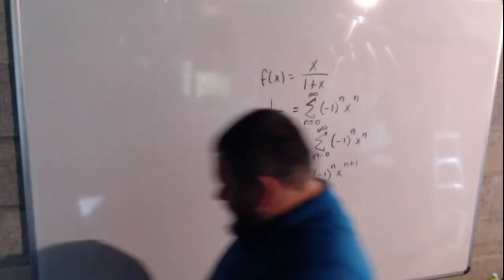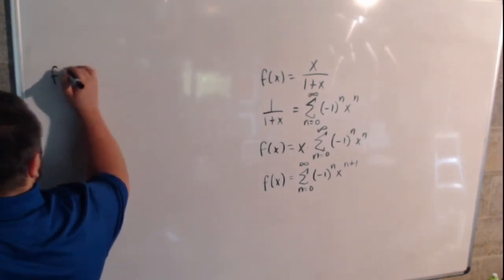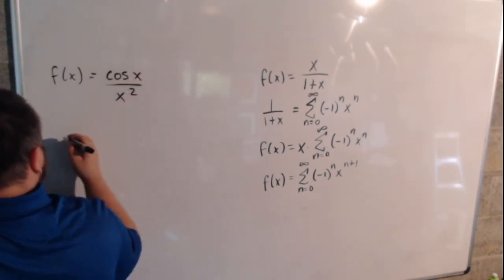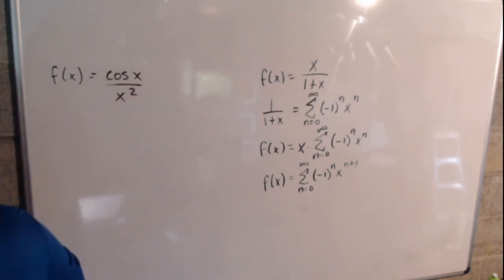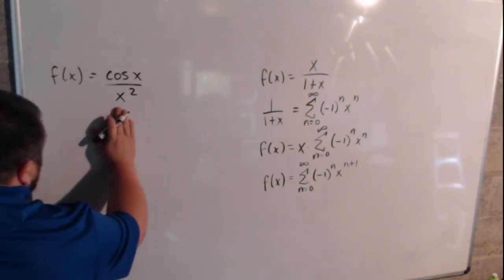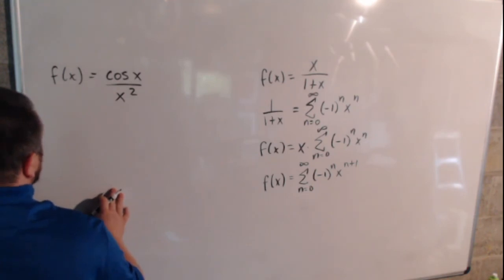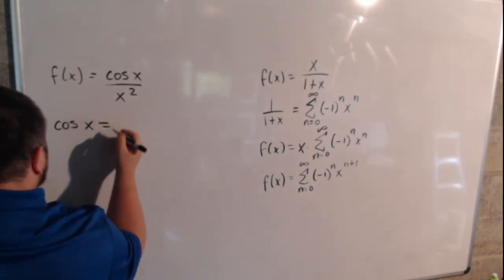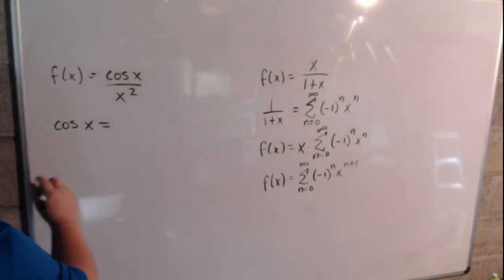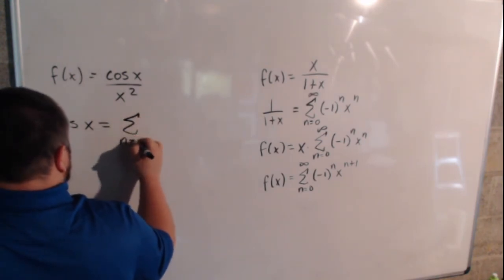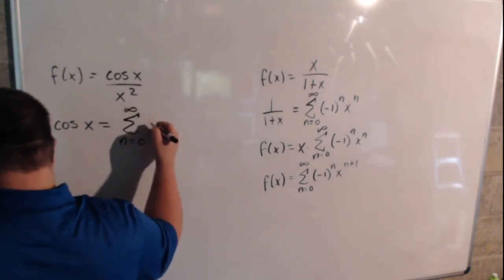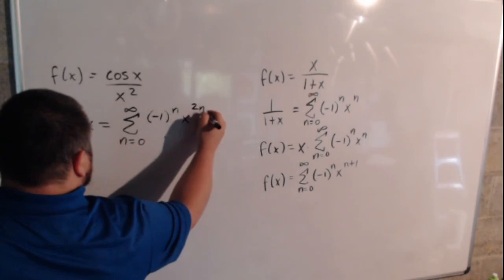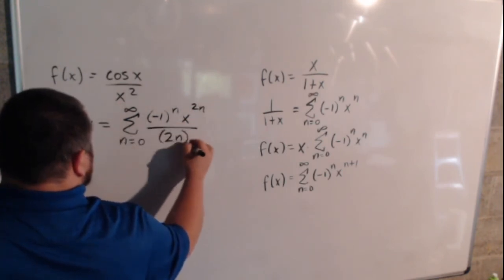The last one here says we've got the function f of x equal to cosine x over x squared. In this case, it is okay to have 1 over x squared. Right? We can divide by a polynomial. We want to represent cosine as a power series. And you can find this one on that chart that I just put up for you. It's negative 1 to the n, x to the 2n over 2n factorial.